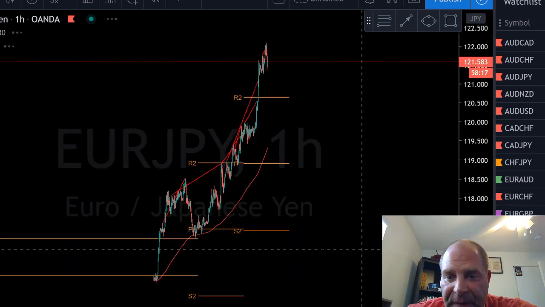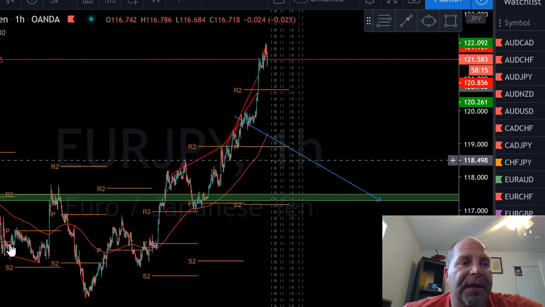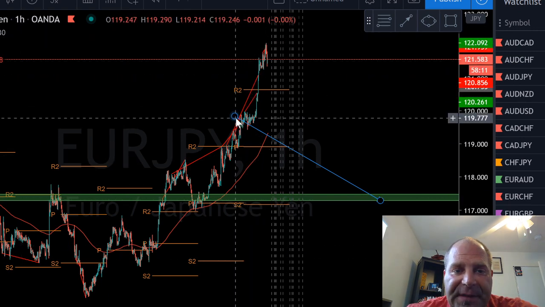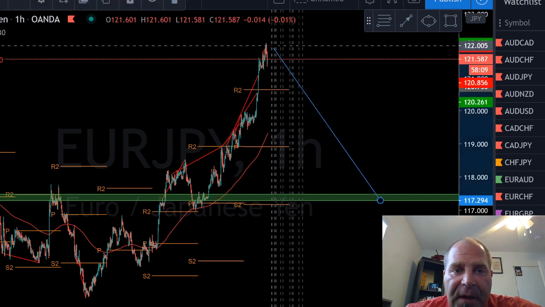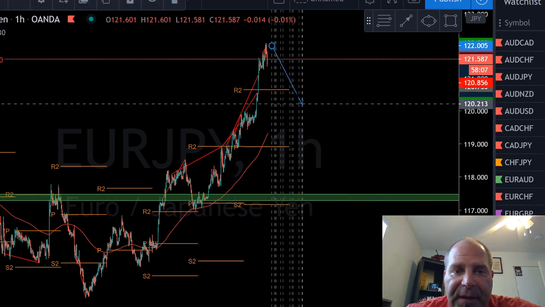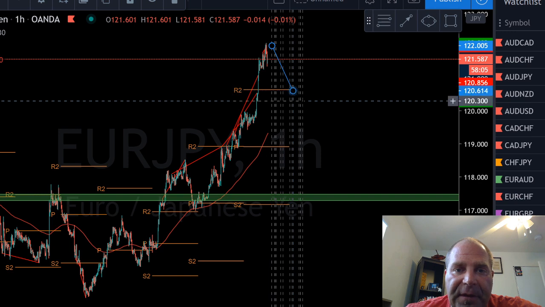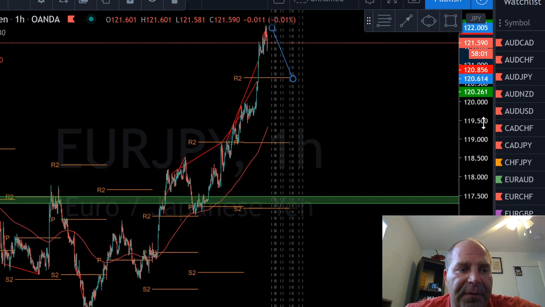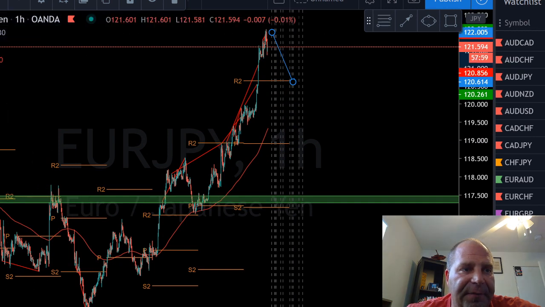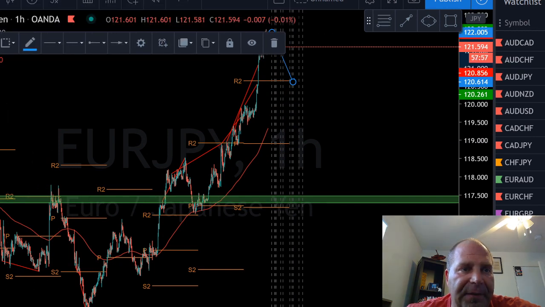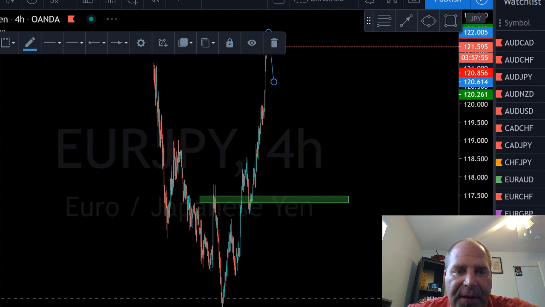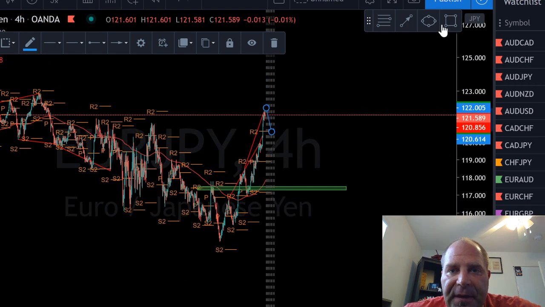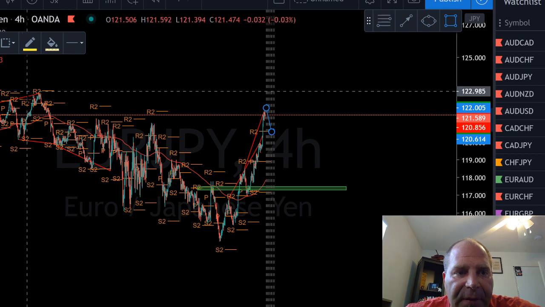All right, Euro JPY. Okay, JPY just getting its butt kicked. You can see Sunday we were wrong, but now I think R2, where's our bearish? Do we not have one? Let's go to a higher time frame. Man, I hate working off this smaller computer. So we don't have a bearish. I think it's time to draw one in, don't you?